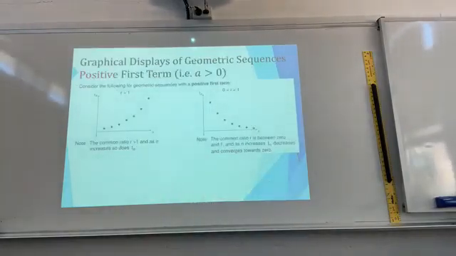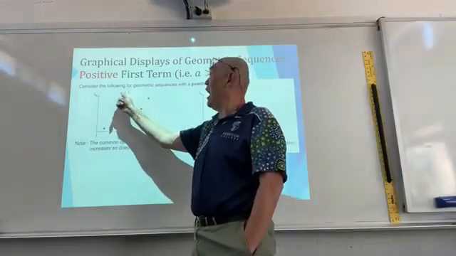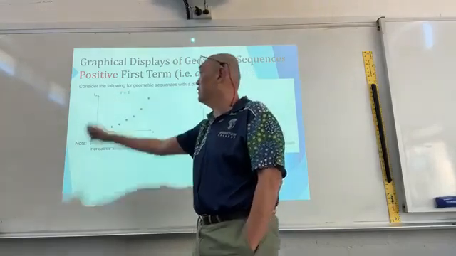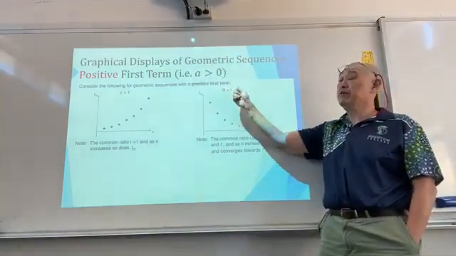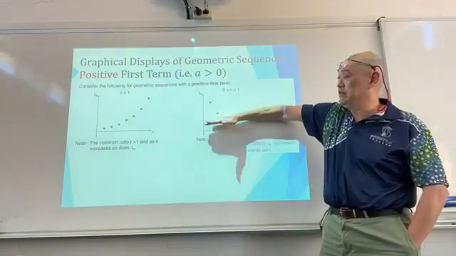Now, when we come to the graphical display of a geometric sequence, it's a little bit more complicated. So let's think about when a is greater than 0. All right? So, positive first term, a greater than 0, you've got two situations. You may have r greater than 1, or r between 0 and 1. It cannot be 0, it cannot be 1. If it is 1, it's just a straight line.